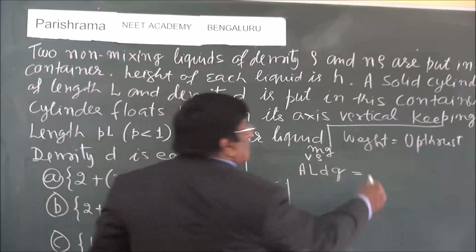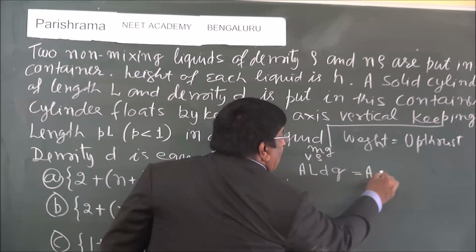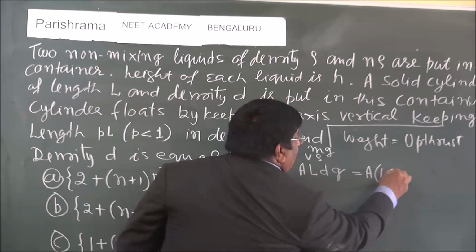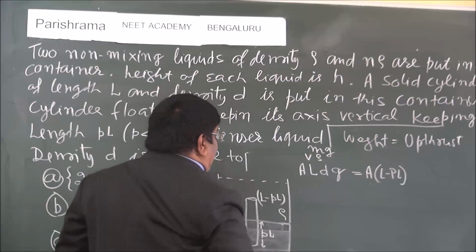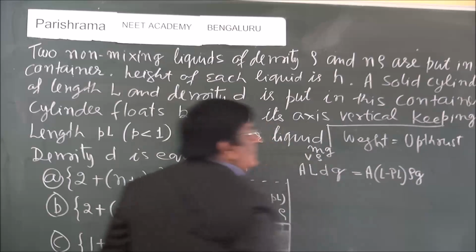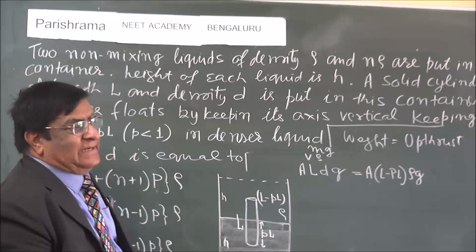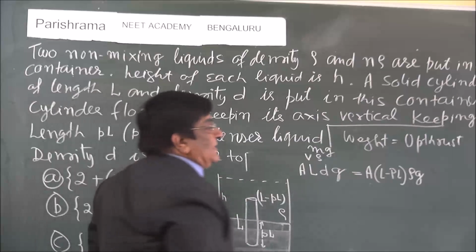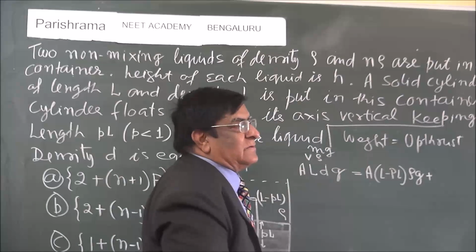So, upthrust by upper liquid is how much? Area multiplied by (L minus PL). This gives the volume, multiplied by density rho and g. This is the upthrust by upper liquid. Right? Now, upthrust by the lower liquid. Be very careful. How much will it be?